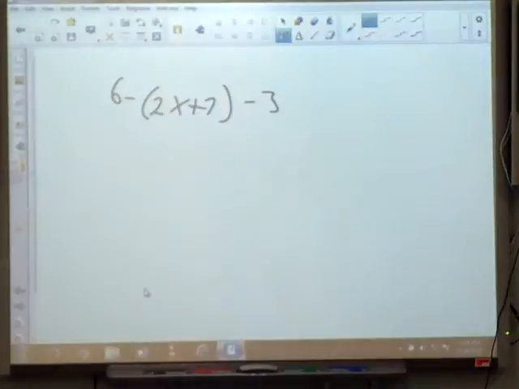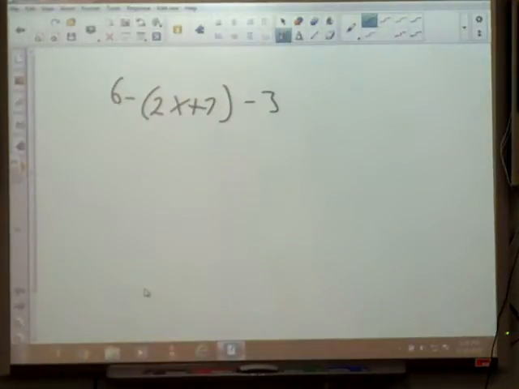All right, what do we think about this thing? Good. Did y'all hear what Kaylee said? I think it's what y'all were saying over there too. That minus sign in front of the parentheses means I need to subtract that whole quantity in the parentheses. So that would be like saying 6 minus 2x minus 7 and then minus 3.